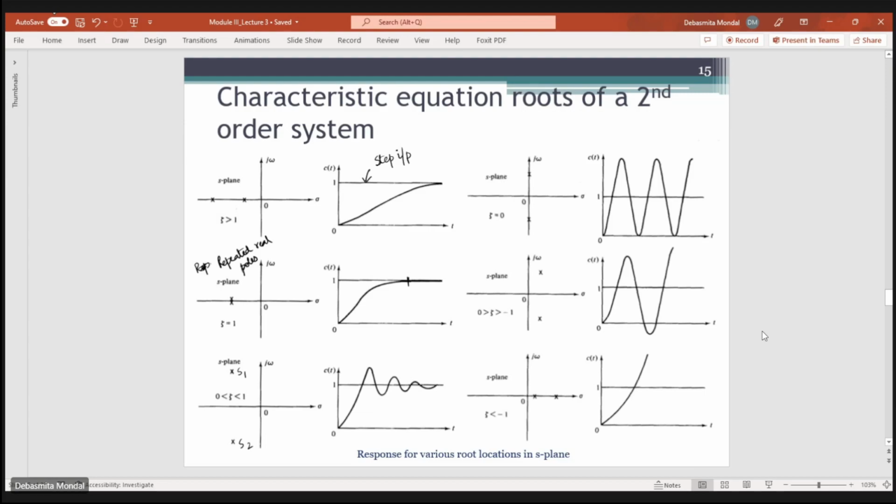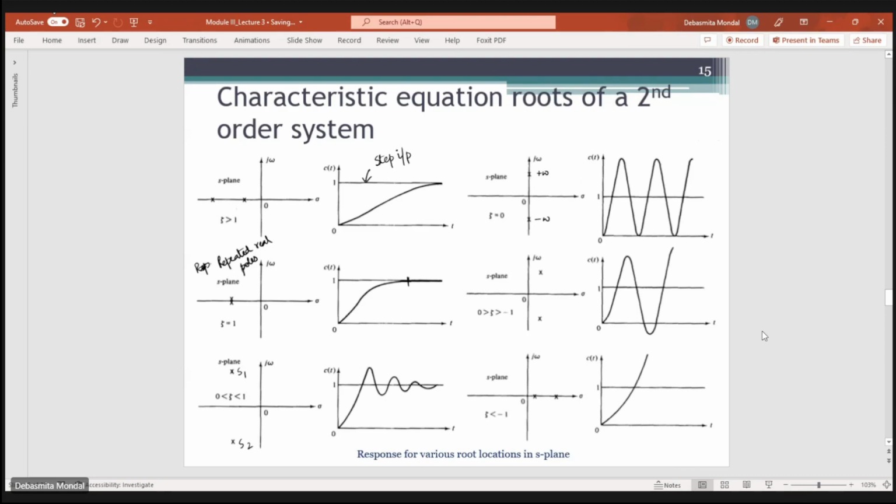Now, if the value of zeta is equal to 0, that means the poles lie on the imaginary axis. Here you see there are two poles lying on the imaginary axis, one at plus j omega and the other at minus j omega. So the position of this pole is at plus omega and the position of this pole is at minus omega. In that kind of situation, you will have a sustained oscillation throughout time.